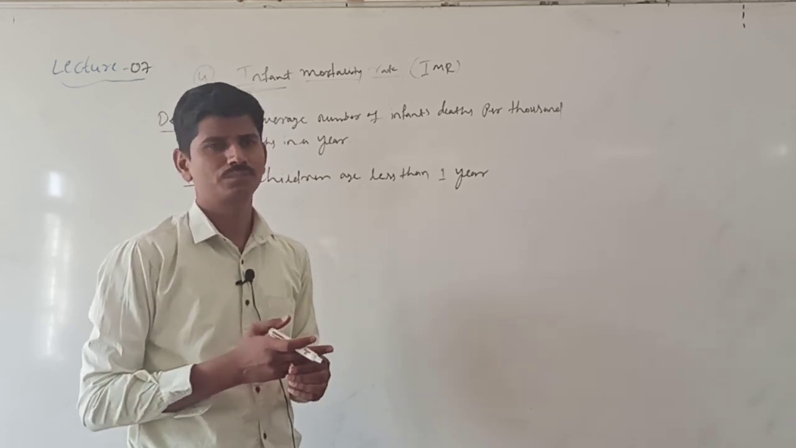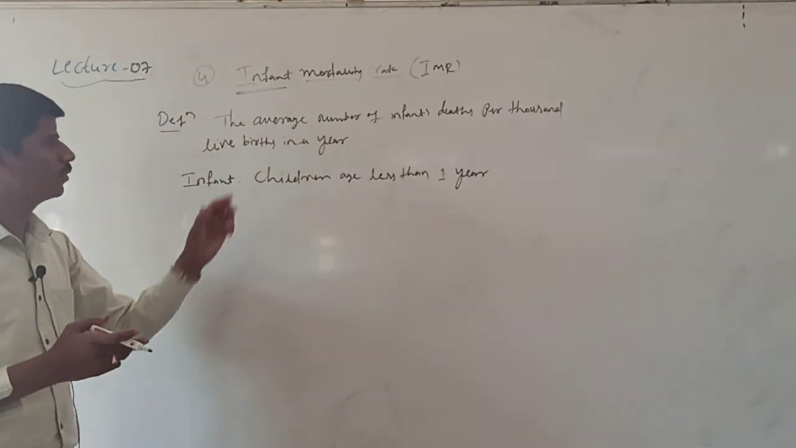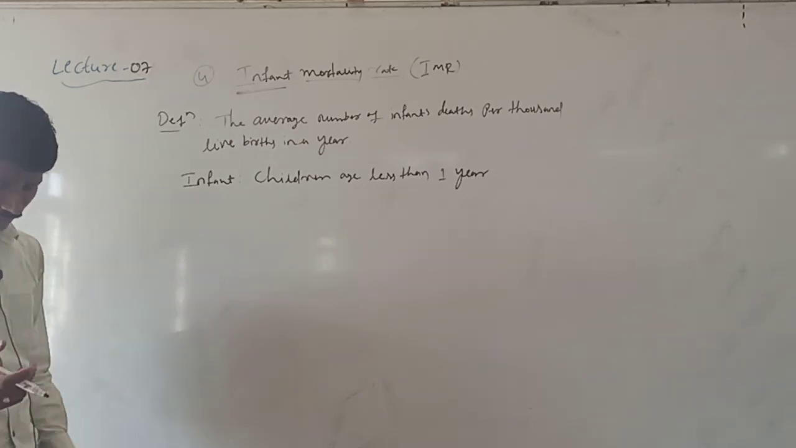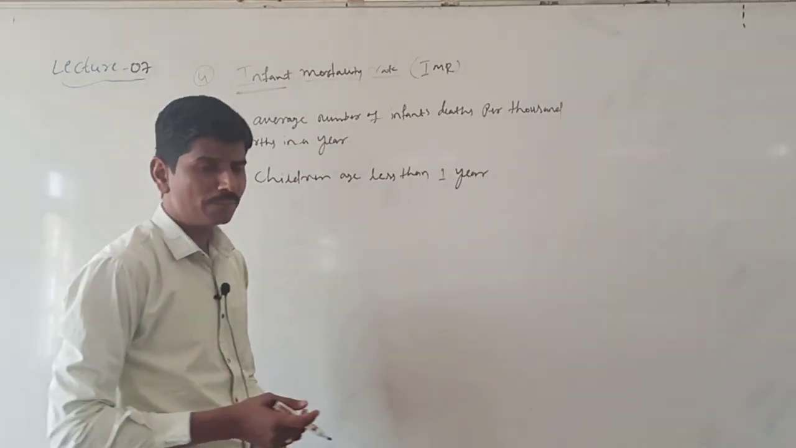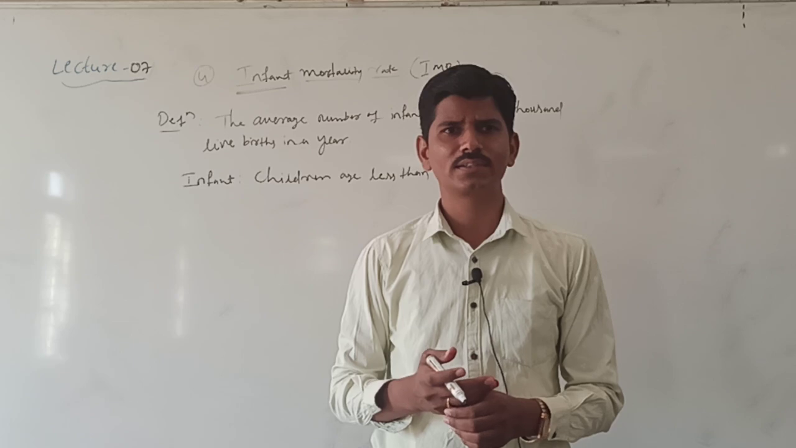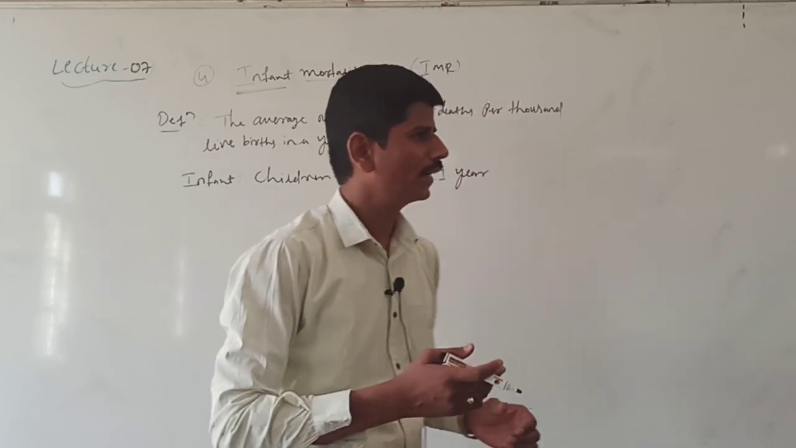Infant. Here what is infant? The average number of infant deaths per 1000 live births in a year. Here only live births are counted. Stillbirths are not included in the infants.